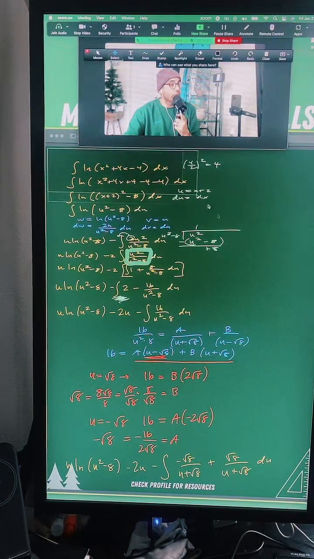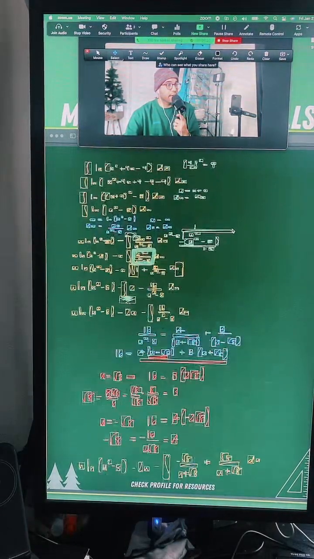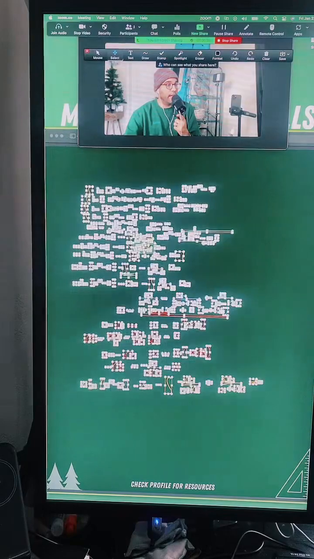And now we're almost going to finish this. Let me go ahead and create some more space. And this will be our grand finale, guys. This is the last problem for today.